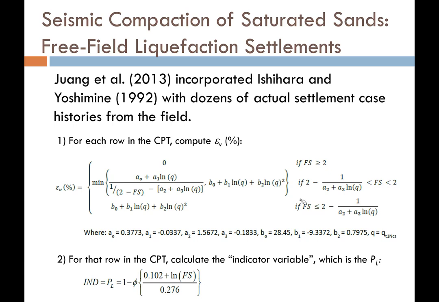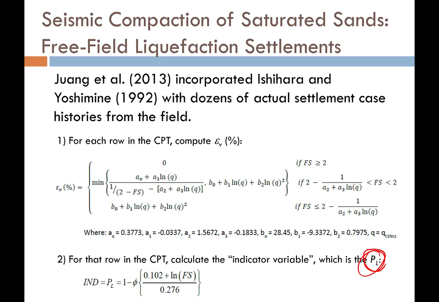The second step is that for each row in the CPT, you have to calculate what Zhang called an indicator variable. The indicator variable is like an on-off switch. I'm going to do my best to draw a little light switch here. That's terrible. But you've seen light switches in a house. It can flip on or flip off, and it will turn the light on or off. That's the same thing we're doing here. The indicator variable means the layer is turning on, meaning it's susceptible to settlements, or it's turning off, which means it's not susceptible. And they've made it a function of the probability of liquefaction, which makes sense.